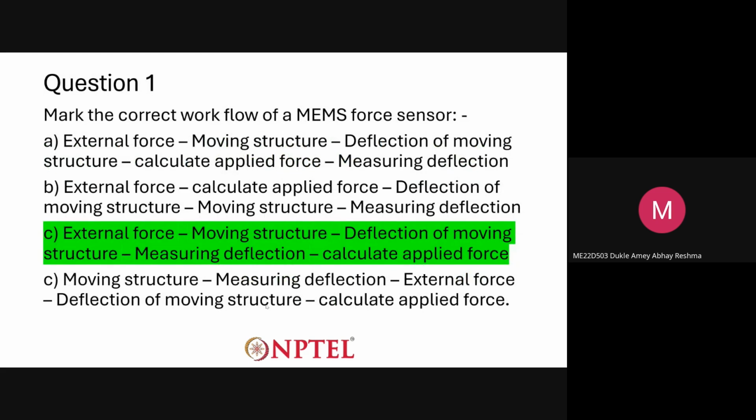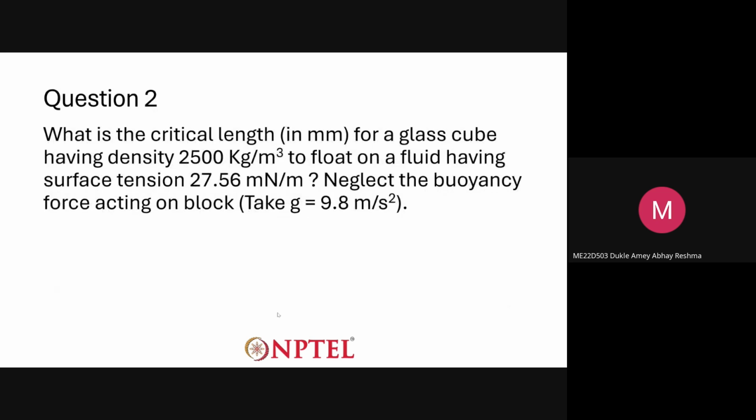So we have the external force. You have a moving structure that is the beam or the cantilever. The external force is falling on the beam or the cantilever. Then you have the deflection of the moving structure, and then you measure the deflection, and then you calculate the applied force. So that is how a sensor chain looks like.